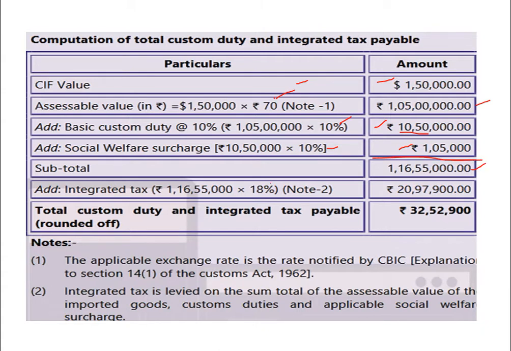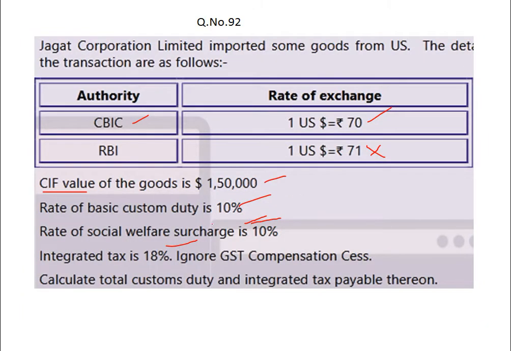On this amount, 18% integrated tax is given. So add this to this. By adding all these, what will you get? This total. This was the question for you, total customs duty and integrated tax payable. I think the two notes are there for this one and this one, what I explained. Just read the notes. In the exam also, wherever notes are there, just write the notes for that, right? So this is all about your question number, which one? 92. Next.